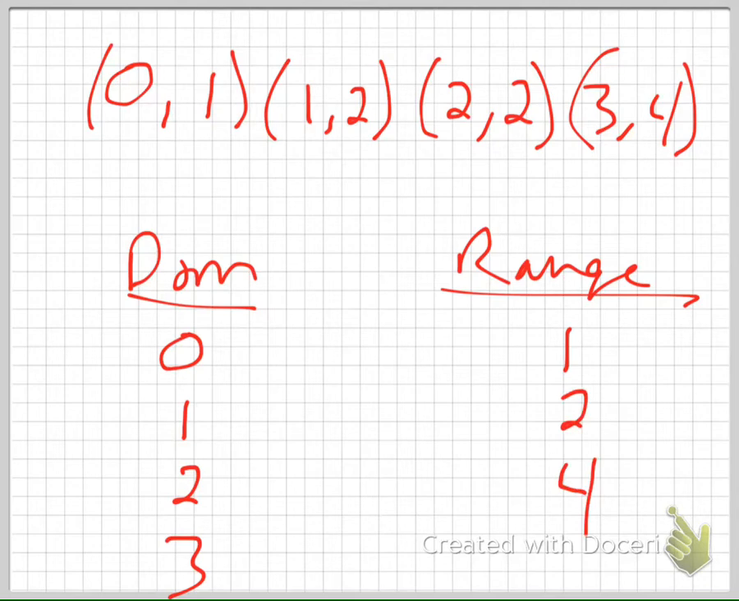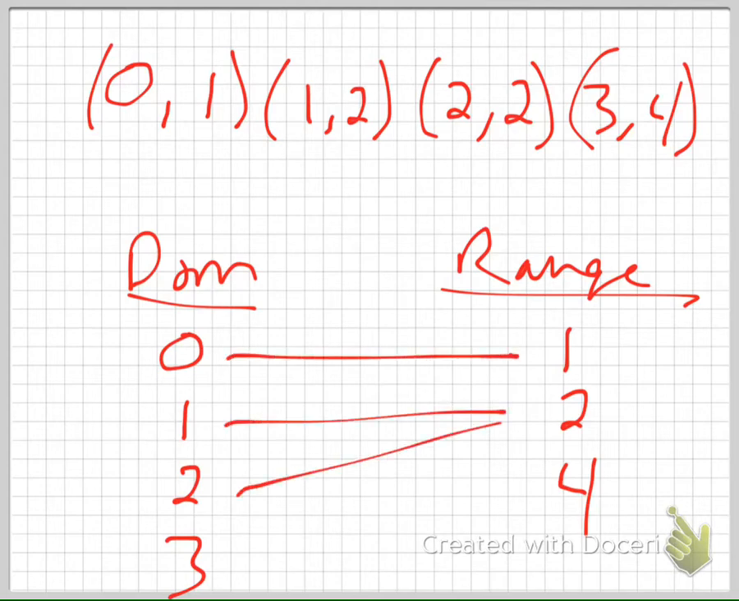Well, when I put in a 0, what came out? 1. When I put in a 1, what came out? 2. When I put in a 2, what came out? 2. When I put in a 3, what came out? 4. Is this a function? Yes. What's the rule about a function? 1 in, 1 out.